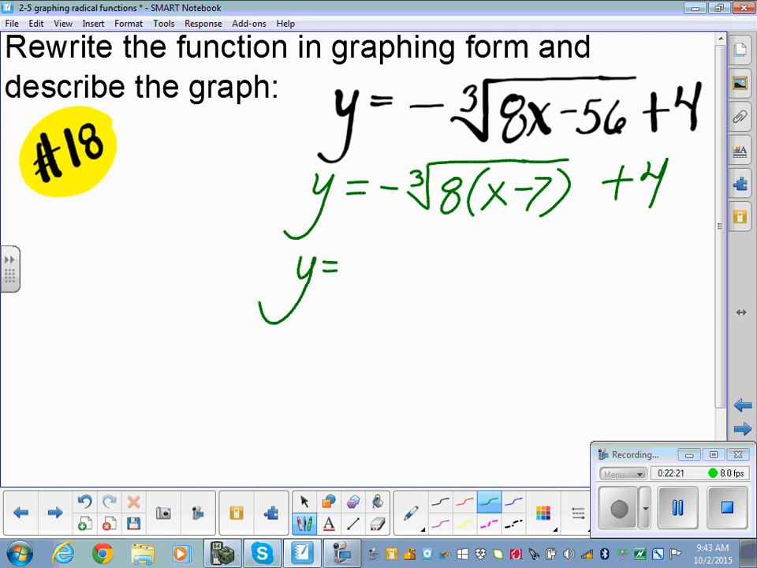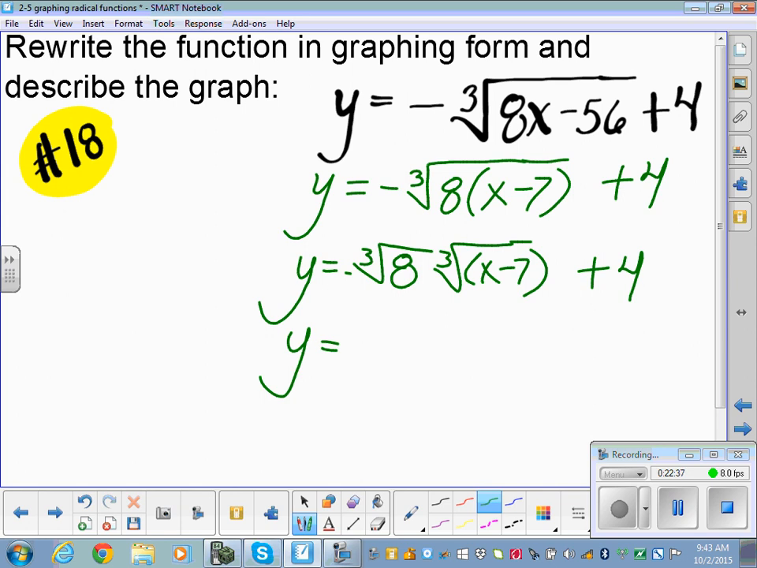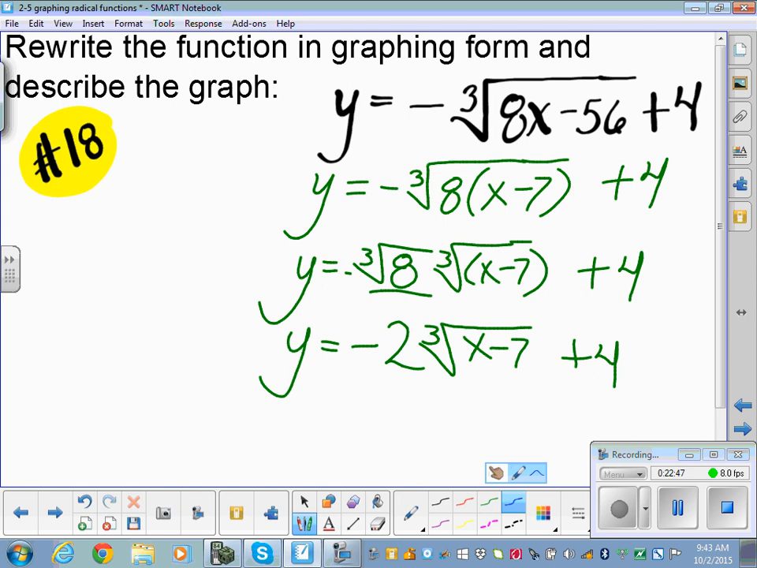So then we know we can take this and split it apart. We have negative in front, negative cube root of 8 times the cube root of x minus 7, and then we still have our plus 4. So now take your calculator, take the cube root of 8, and you get 2. So we'll have negative 2, cube root of 8 becomes 2, times the cube root of x minus 7 plus 4. Do we have questions on how I did that? You have to pay attention. If you take a square root of 8, you're not going to get the right answer. It was a cube root. Does that make sense?